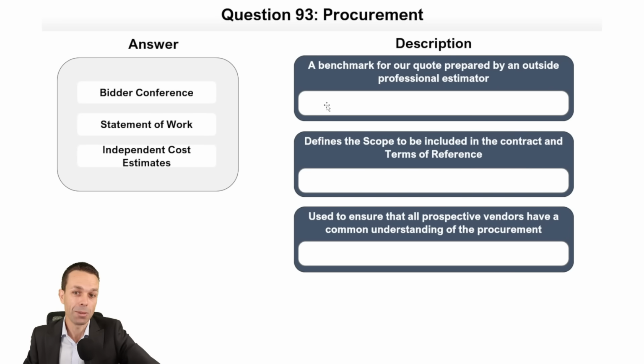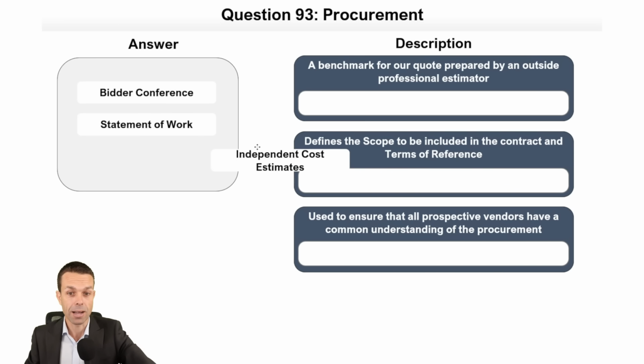Procurement now, a benchmark for our quote prepared by an outside professional estimator. And we could have commercial databases of information, or we could go to consultancy firms like KPMG or McKinsey who have that information on other people in the industry. All of these we look at as our independent cost estimates.